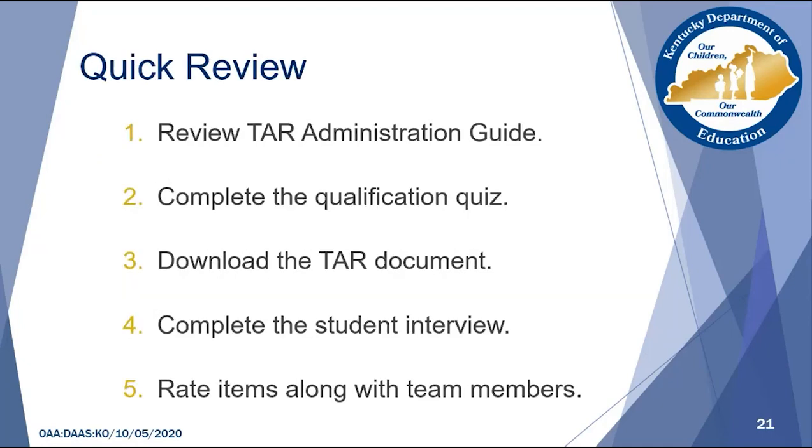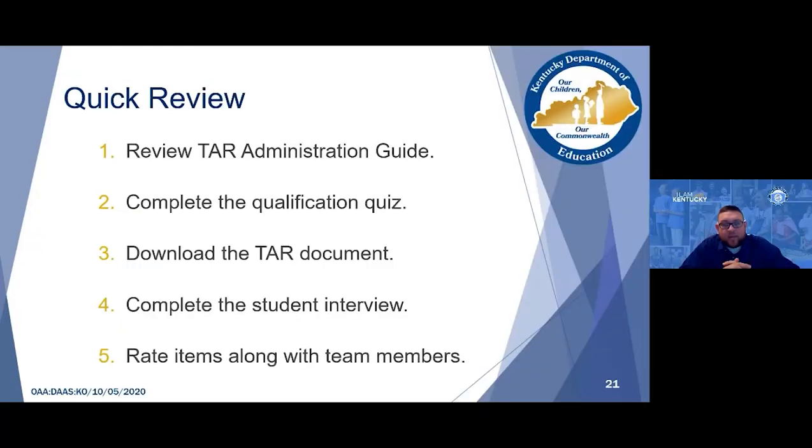Now for a quick review. Review the TAR administration guide. The lead team member will complete the TAR qualification quiz found in the online training system. Upon successful completion of the quiz, access to the TAR document will be granted by going back to the online training system and locating transition attainment records found under Teacher Tools. This is the same location where the quiz site is accessed.